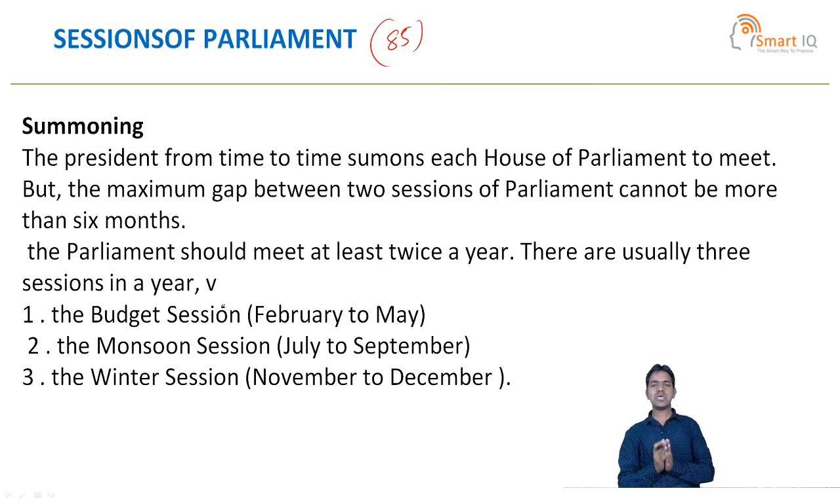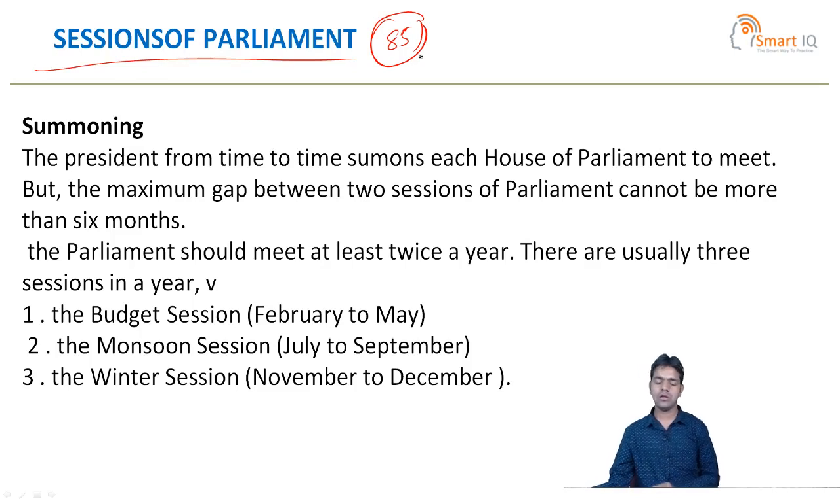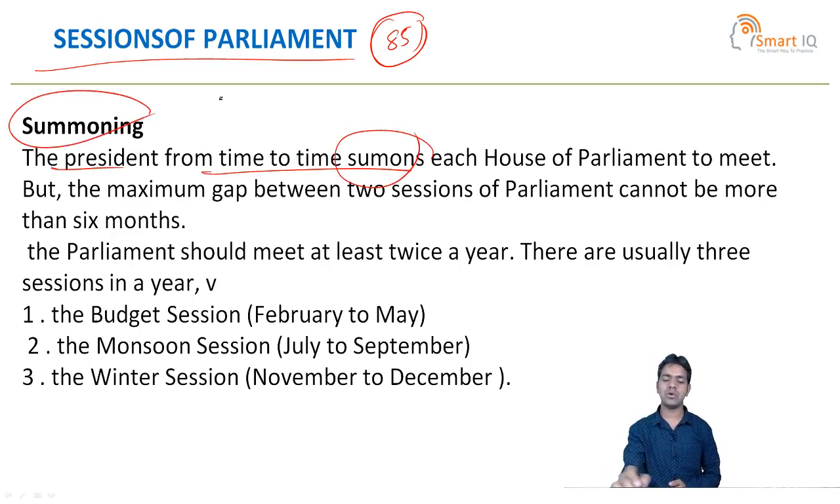And next is sessions of the parliament. Article 85 talks about the sessions of the parliament. First you have to see what a session is and how many sessions there are in the parliament. The president from time to time summons. Summon means to call to attend, to start a session. That is summoning.